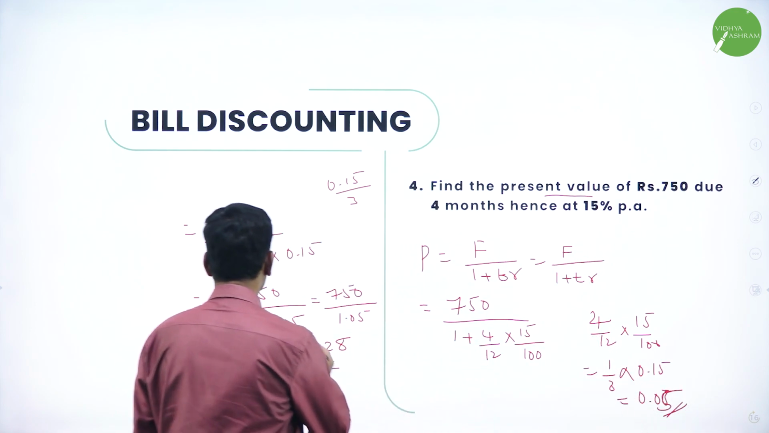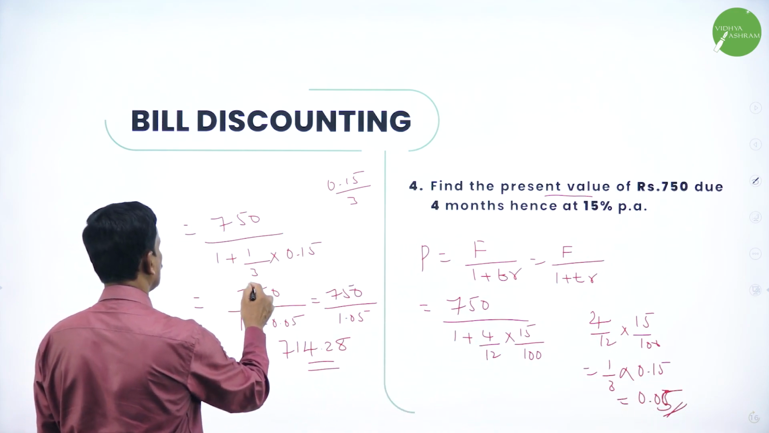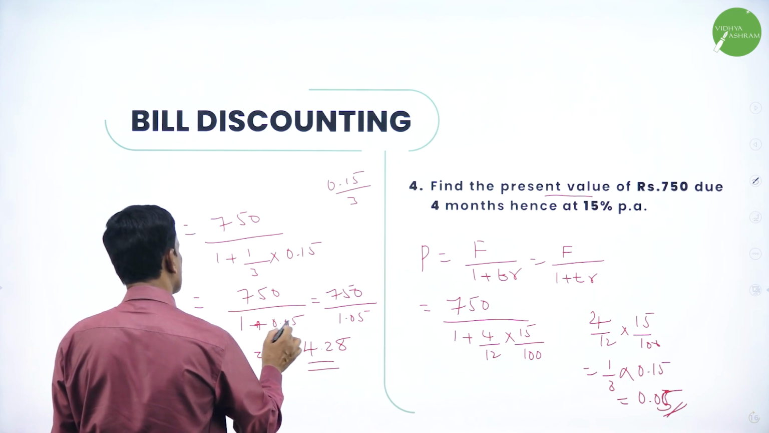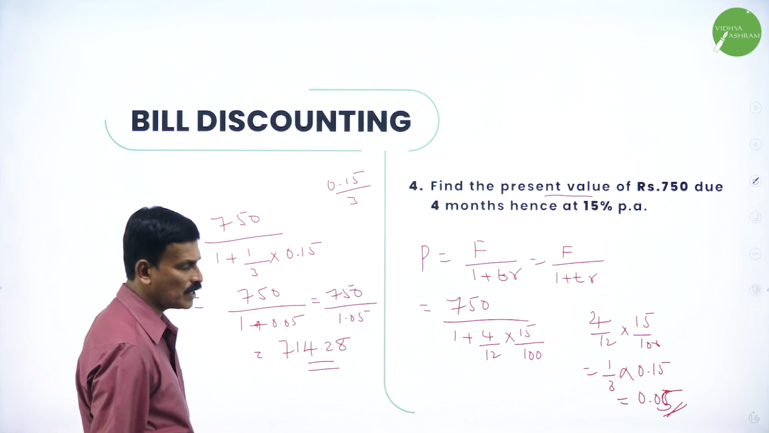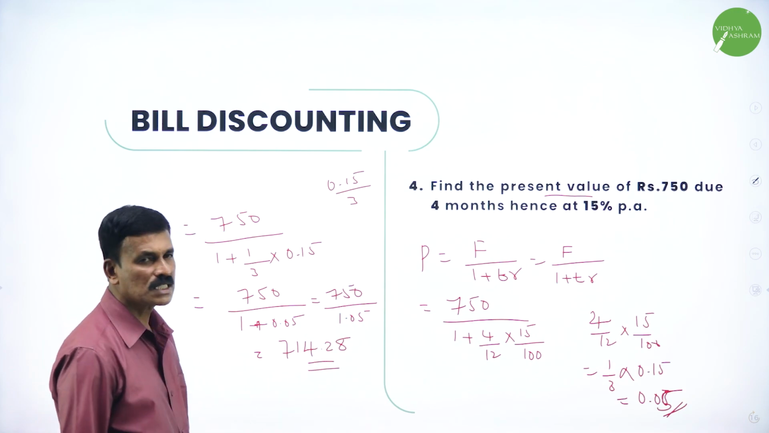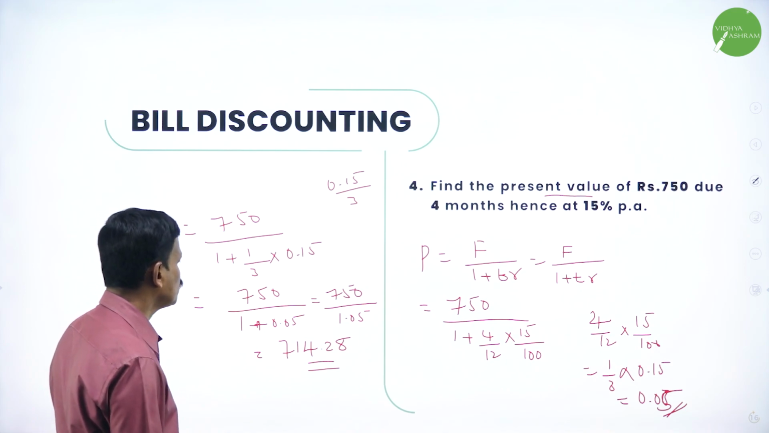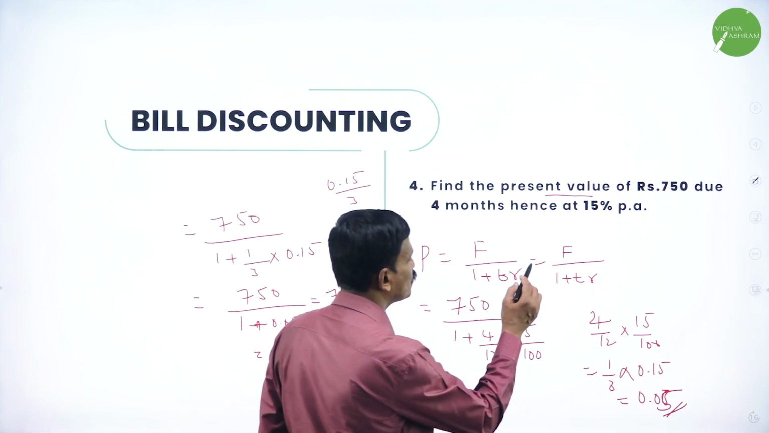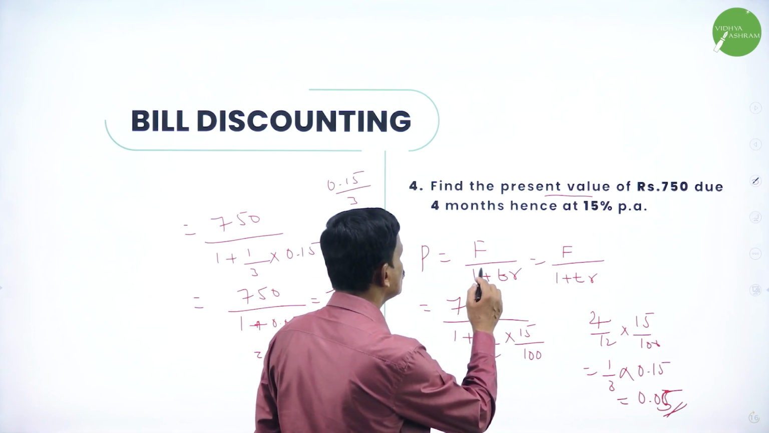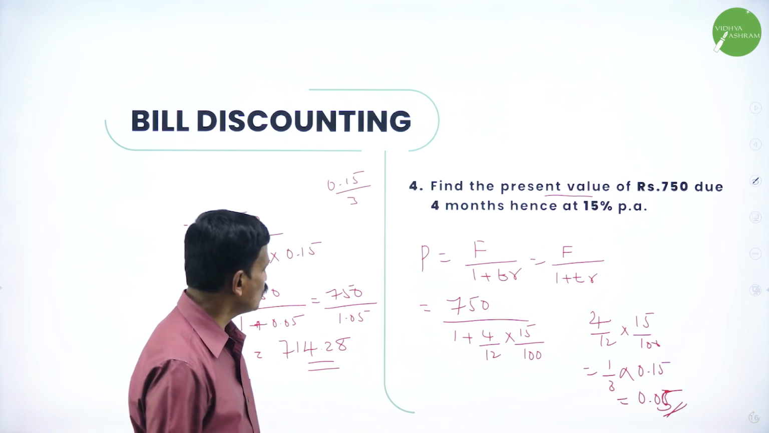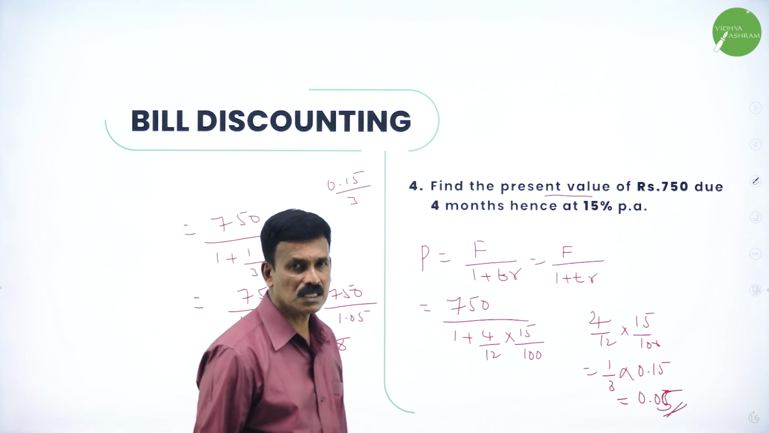So here write 1 plus 0.15 divided by 3 is 0.05. 0.05 plus 1 is 1.05. So 750 divided by 1.05 is equal to 714.28, which is the required answer. So therefore, the present value of 750 due for 4 months hence at the rate of 15% per annum is 714.28.